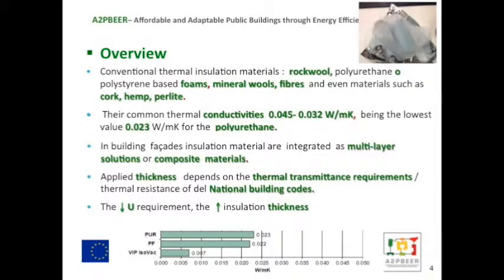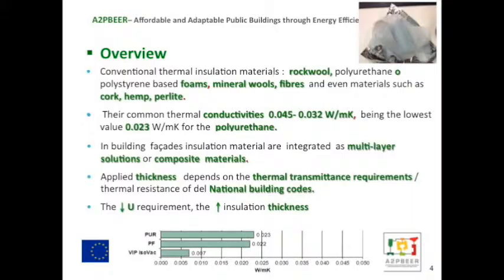So, as you know, there are several conventional insulation materials like rock wool, polyurethane, polyethylene, based on foam, mineral wools, fibers, and even materials such as cork, hemp, and perlite. There are huge materials to insulate your facade. But in this case, the thermal conductivities of these materials are between 0.045 to 0.032 watts per meter per Kelvin.